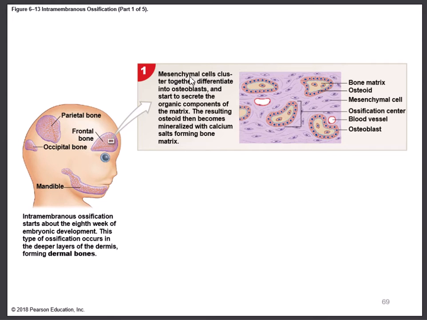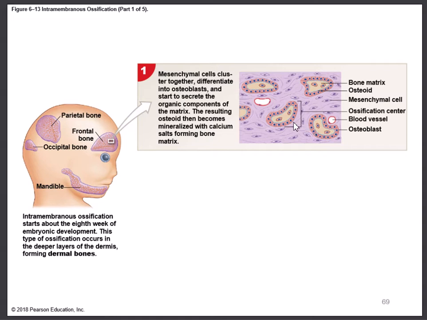Whenever you hear mesenchymal cells, think embryonic stem cells. They're the types of stem cells that form connective tissue in the embryo. These are going to cluster together and form osteoblasts. All of these purple cells are the mesenchymal cells. They clump together and differentiate into these pinkish cells here with the blue nuclei. These are the osteoblasts.